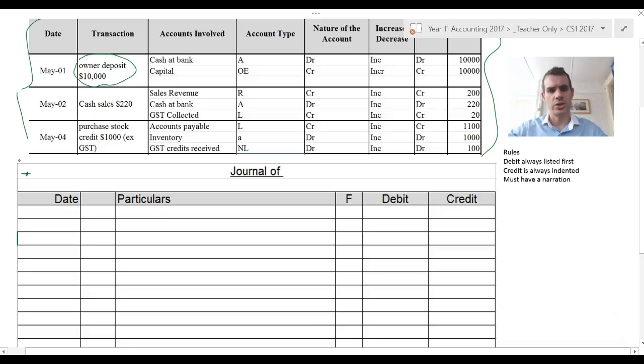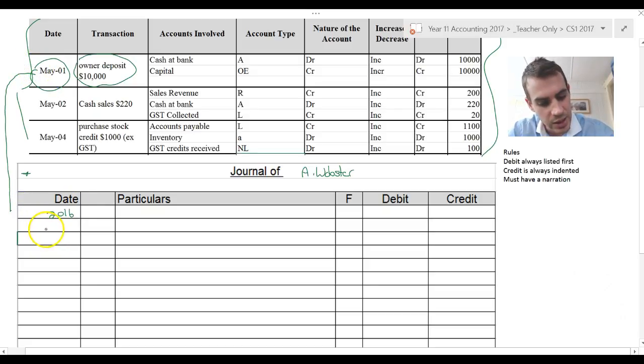The first thing you do in the general journal is put the business name. Let's say Journal of A. Webster for this example. The next thing you do in the date column is put the year. Let's say it's 2016. Once this is set up, we go ahead and process our first transaction. We're going to do this one on May 1, so in the date, we put May 1.